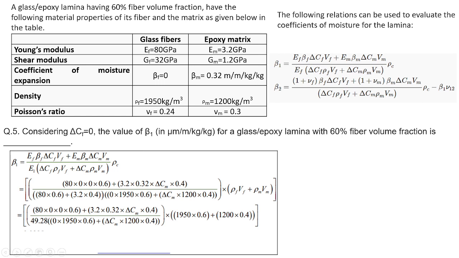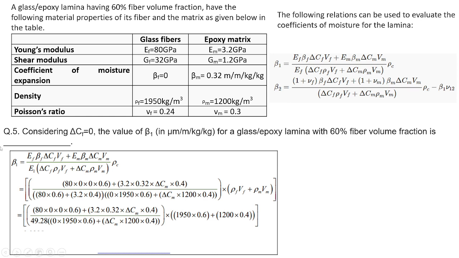Now in this question, the percentage or the concentration of moisture is not given, so the final calculation is done in terms of delta Cm only, but in the assignments which are given this time, the percentage of moisture content is given for the lamina. And we have to consider delta Cf equal to 0. As sir taught in the class, mostly the moisture absorbed by the fibers is 0.